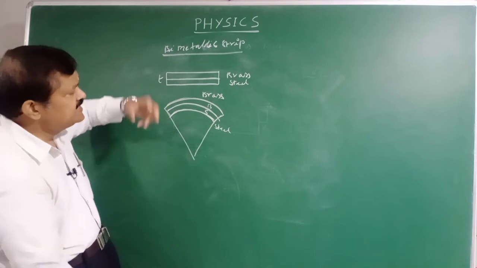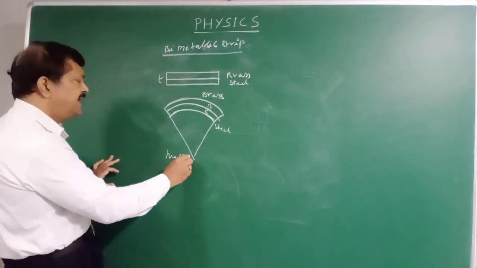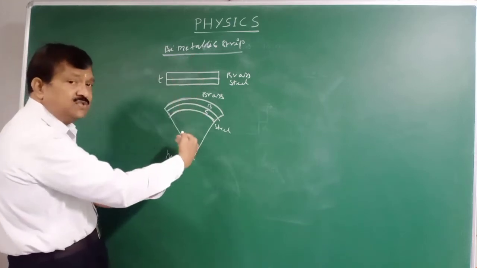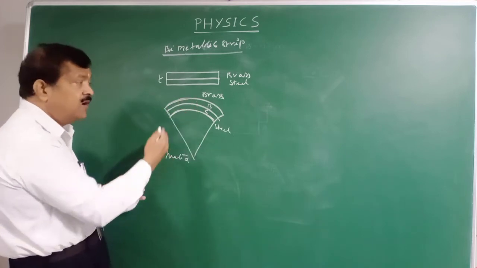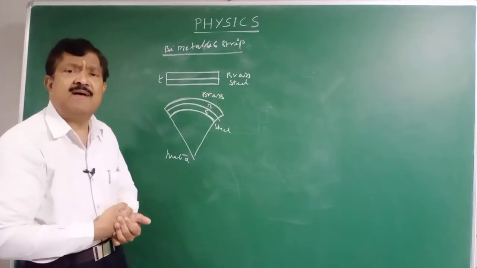So when you are increasing the temperature, when it is heated, it will be bending like this. Brass will be present on the outside and the steel, having the lower value of alpha, will be inside. And now suppose it is cooled. In a refrigerator also we will have the same condition.